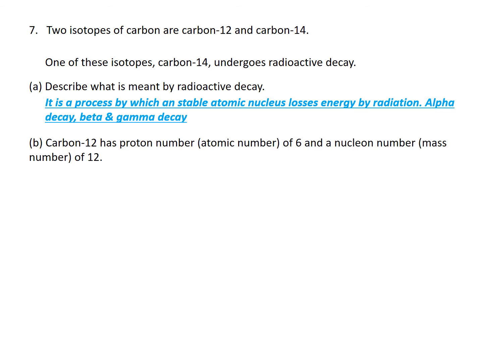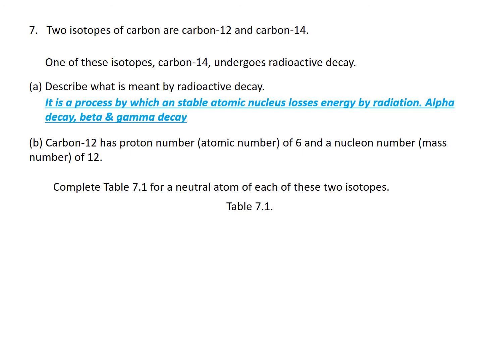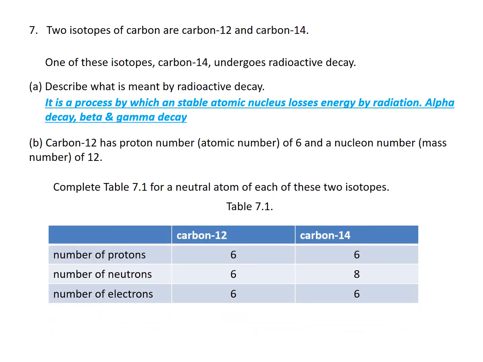Part B. Carbon 12 has a proton number, atomic number, of 6, and a nucleon number, mass number, of 12. Complete table 7.1 for the nucleus of a neutral atom for each of these two isotopes. This is the answer. I just made a table and you can see the answer.